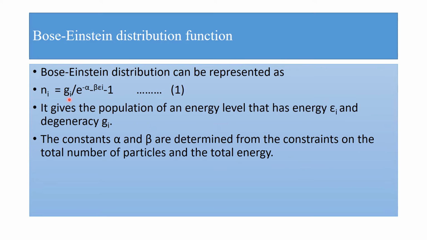The most probable distribution can be written as Ni equal to Gi by (e raised to minus alpha minus beta epsilon i minus 1). That is given equation number 1. Equation number 1 is Bose Einstein distribution. It gives the population of an energy level that has energy epsilon i and degeneracy Gi. The constants alpha and beta are determined from the constraints on the total number of particles and the total energy.